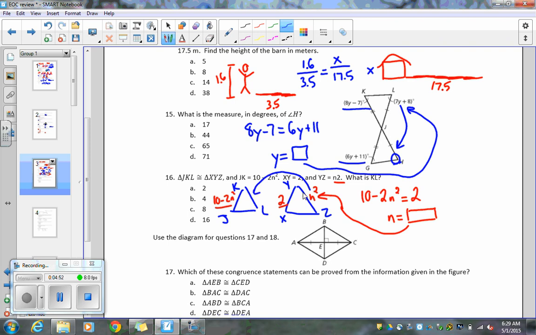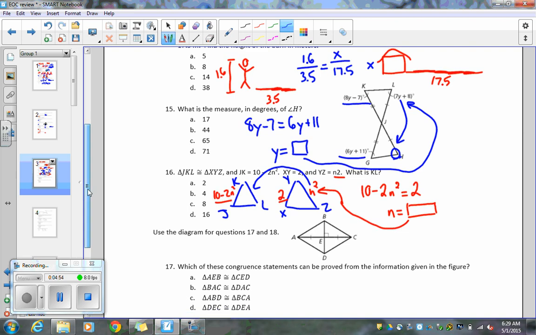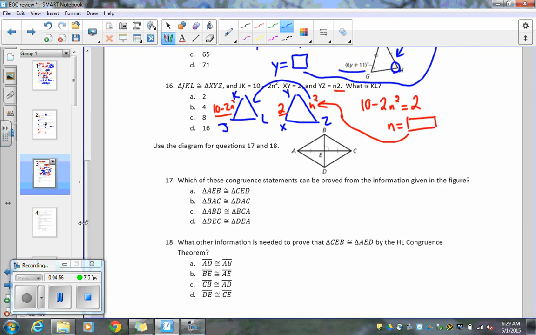Okay. So whatever that is, that's going to be it. All right. 17. Which of these congruent statements can be proven given in the figure?